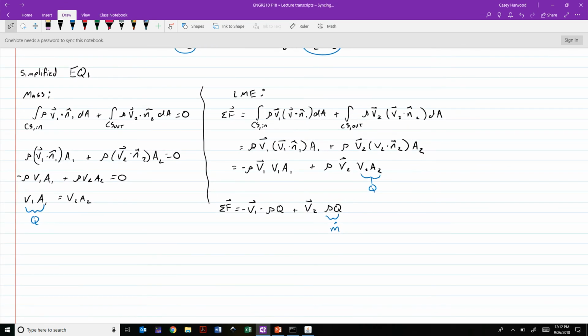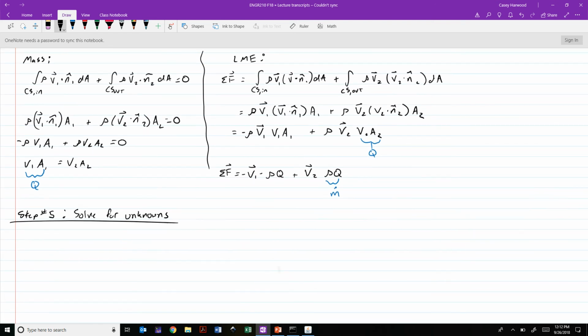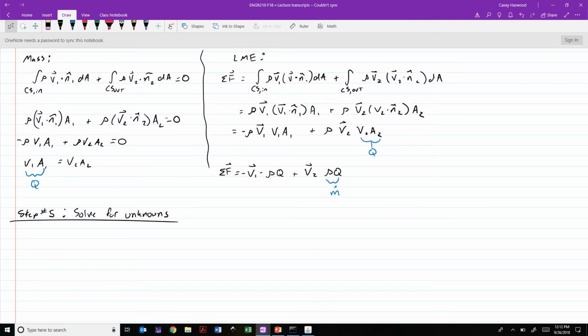So the fifth and final step here is solving for unknowns. First, before we solve for them, let's list what remains an unknown quantity, okay?